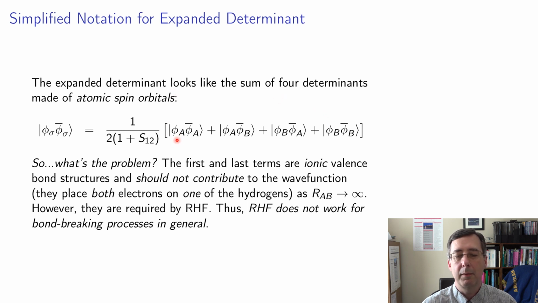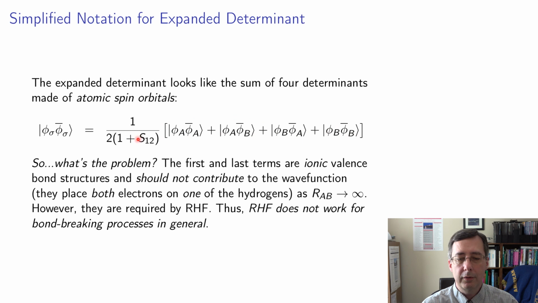And here I see I put the electrons in phi A, that one s orbital on atom A, and the same one but with a beta spin, or I mix them up and put one electron in A and one on B, and vice versa, one in B and one on A, and then finally both electrons on atom B. And in each case, each determinant has one alpha spin and one beta spin. That's good, so I haven't messed with the spin.